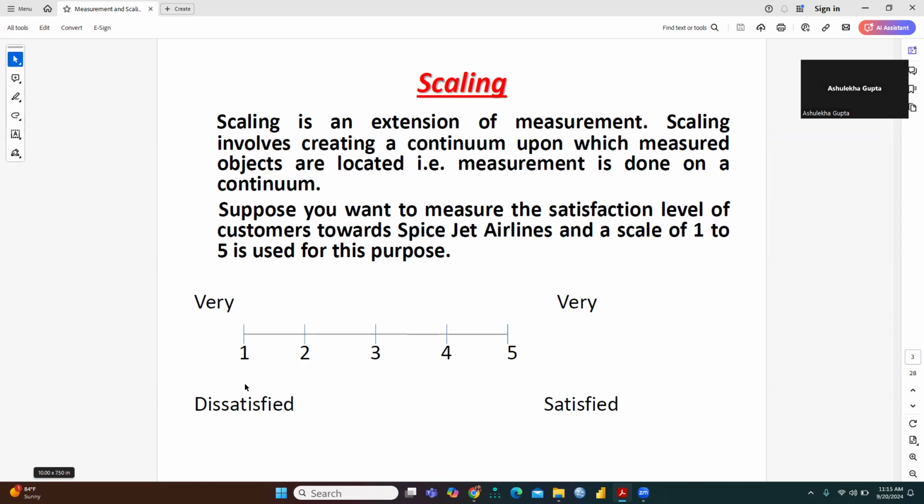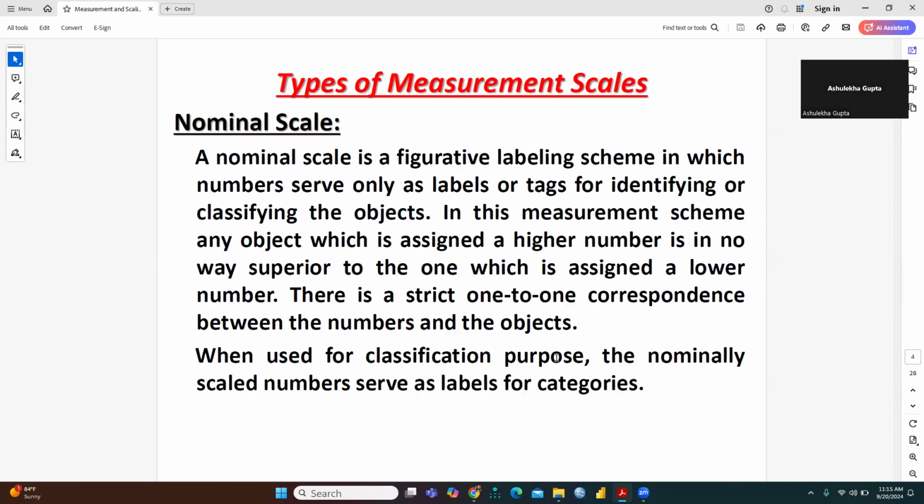I had taken an example: suppose you want to measure the satisfaction level of customers towards SpiceJet Airlines or any airlines, and a scale of 1 to 5 is used for this purpose. Let's say 1 represents very dissatisfied and 5 is very satisfied. So, 1 to 5 scaling.